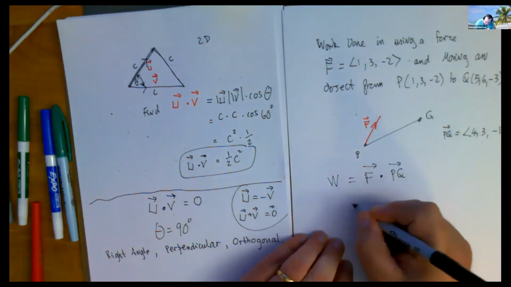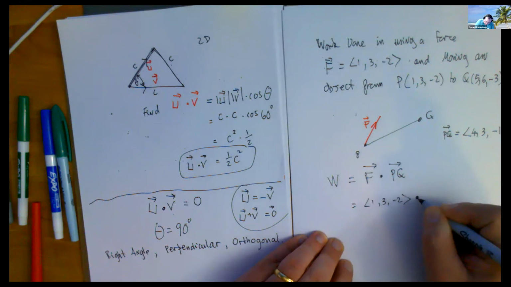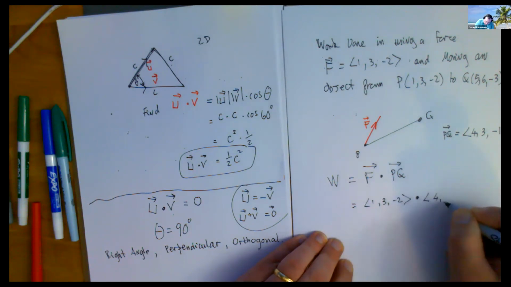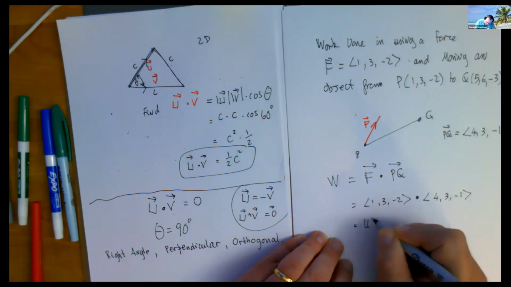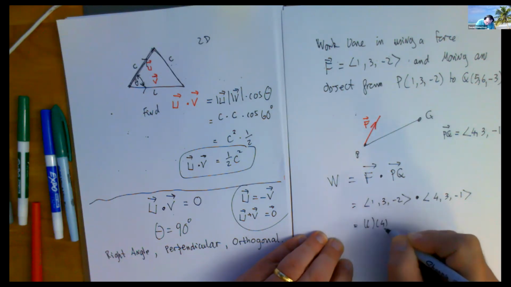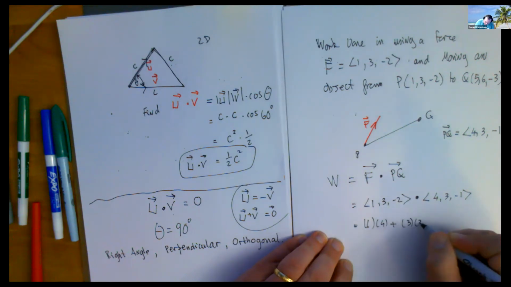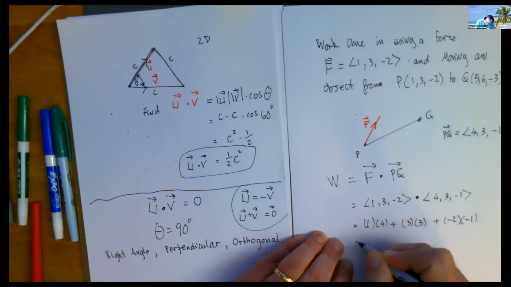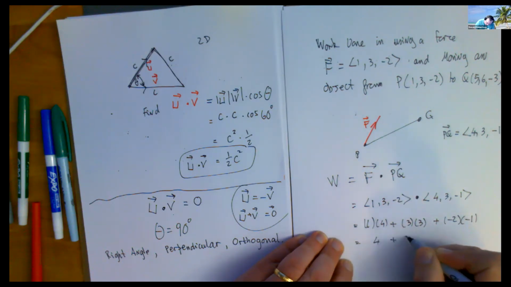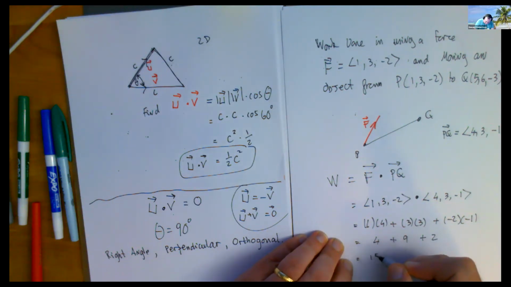Well, you go over here and you do 1, 3, -2, dot product with 4, 3, -1. And that gets me 1 times 4, add 3 times 3, add -2 times -1. And I'm looking at 4 add 9, I believe, add 2. In this case, it looks like it's 15.